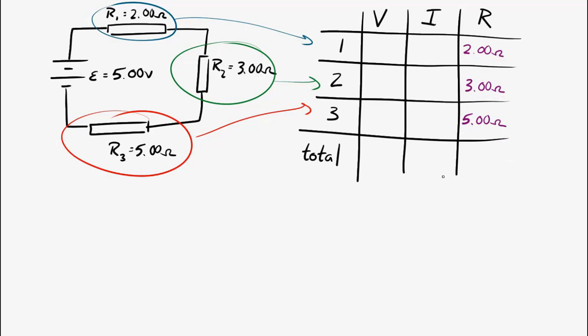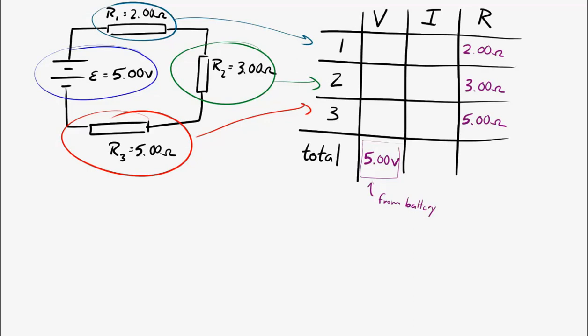For the total, we know the total potential difference across all the resistors because that's the potential difference provided by the battery. So we know the potential difference across the total is 5 volts. So we can put that in there. Okay, now we can apply the rules. Let's see what else we can figure out.